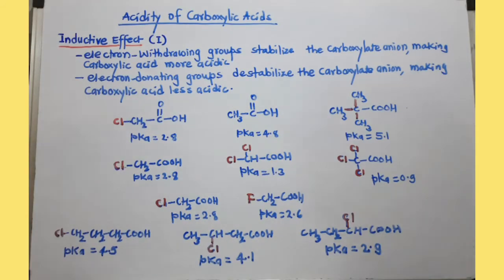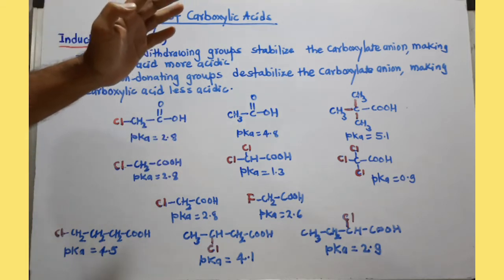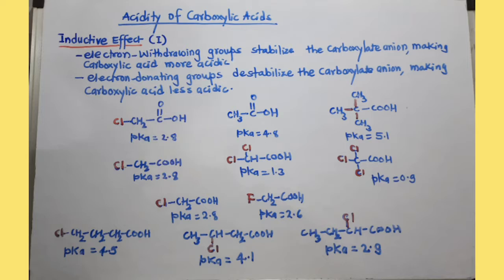Now consider the inductive effect. There are 2 types of inductive effect: electron donating group and electron withdrawing group. Minus I effect is when electrons are removed, and plus I effect is when electrons are donated or given.